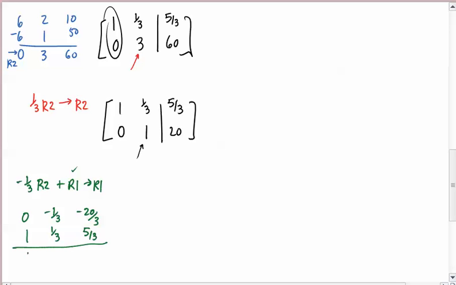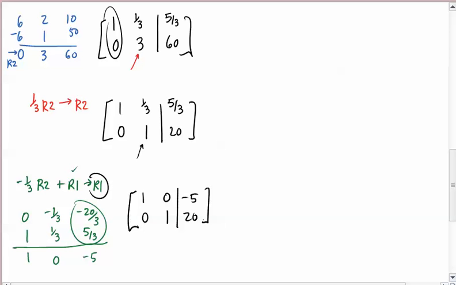We get 1, 0, look at that, and that's going to be my new row 1. By the way, isn't this nice? -20/3 and 5/3. It means I'm going to have -15/3. Well, what's -15/3? A -5? Yes. Okay, so let's take a look. Let's put our result. Remember, that's my new row 1. So here we go. 1, 0, -5. Oh, it turned out nicely. 0, 1, and 20. Let's double check on the calculator.